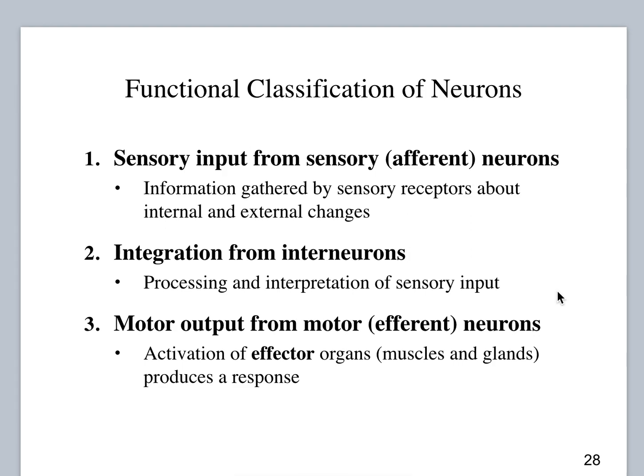We could classify neurons based on their functional capability. In that case, we have sensory neurons, that are afferent neurons that bring information up from the extremities up towards the central nervous system. We have integration interneurons that process that sensory input. These are found within the spinal cord and within the brain, within the central nervous system. And then finally, we have motor output efferent neurons that affect efferent organs, which are muscles or glands. So these are the neurons that cause the muscles to contract and glands to secrete their hormones.